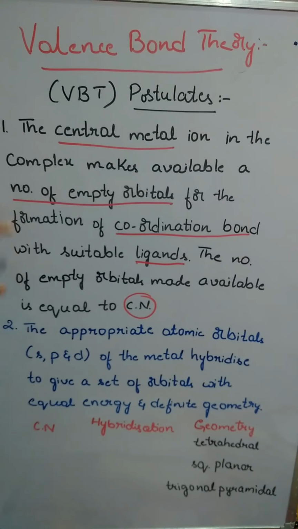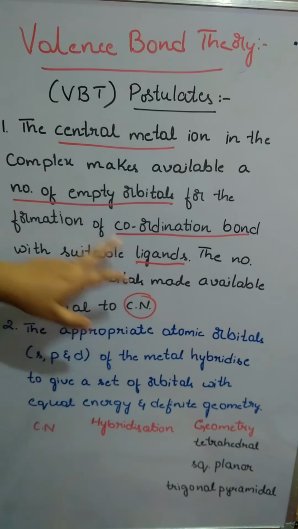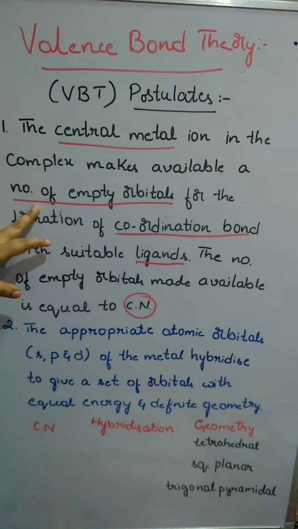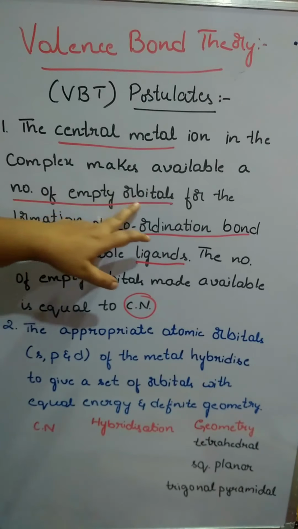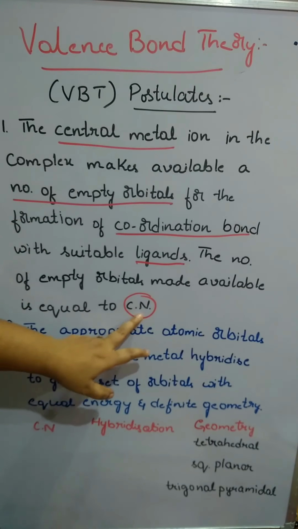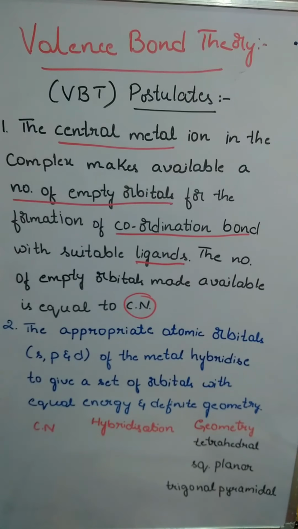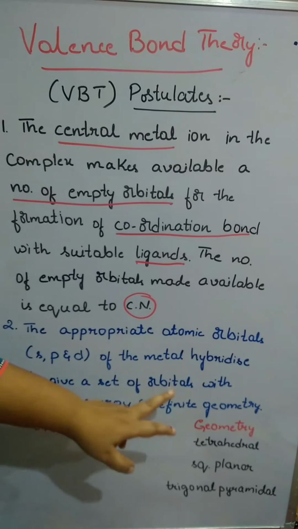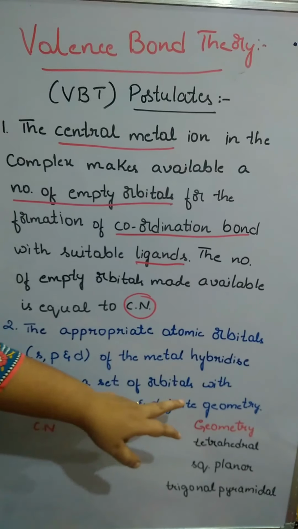So that is the first point. If the central metal wants to make a coordination bond with ligands, it should have a number of empty orbitals. The number of empty orbitals is equal to the coordination number of that particular complex. The second point: appropriate atomic orbitals s, p and d of the metal hybridize to give a set of orbitals with equal energy and definite geometry.